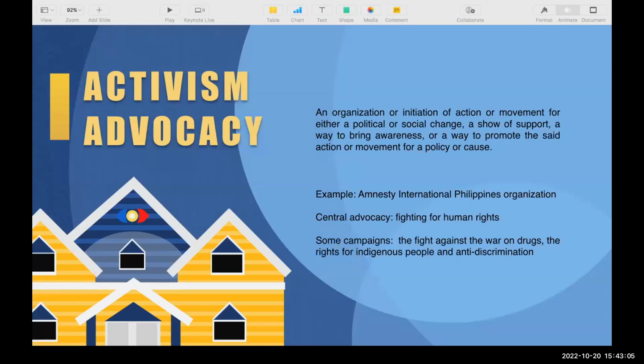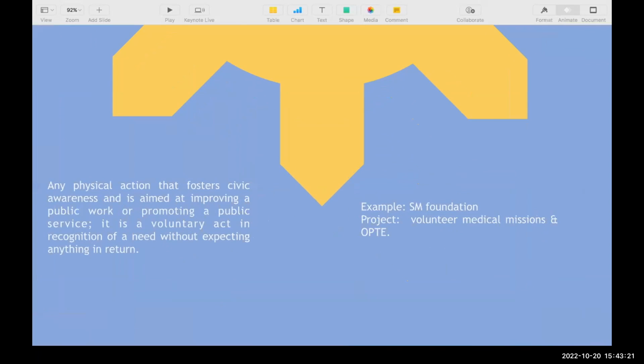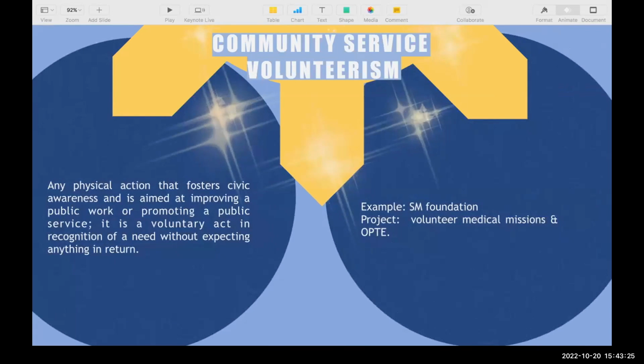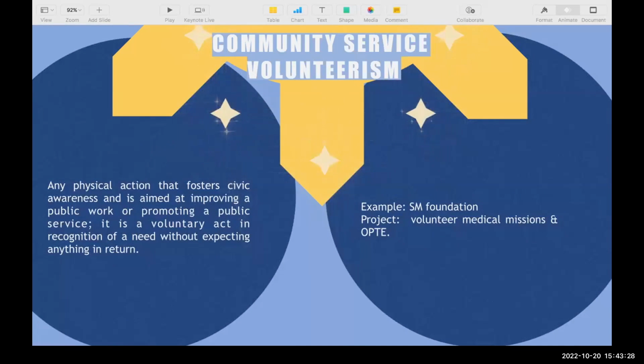But let me explain what community service is. Participating in community service or volunteerism is any physical action that fosters civic awareness and is aimed at improving a public work or promoting a public service. It is a voluntary act in recognition of a need without expecting anything in return. Compassionate individuals make contributions beyond our own community, because you have that desire to help others other than yourself.